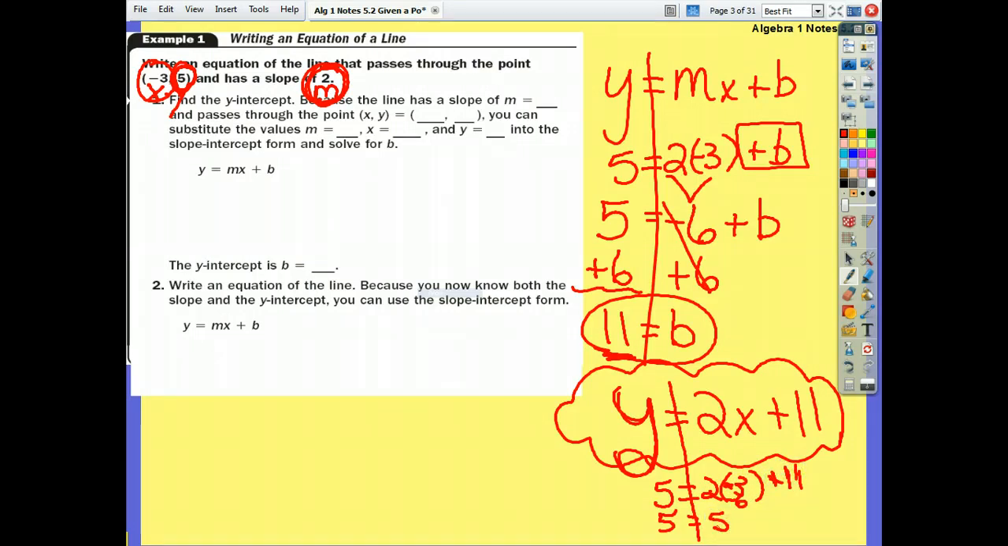We rock. That means this is the equation that would be on the graph. If it went through -3 and 5 on the graph and had a slope of 2, this is the equation that we would write at the top of the graph. Y equals 2x plus 11.